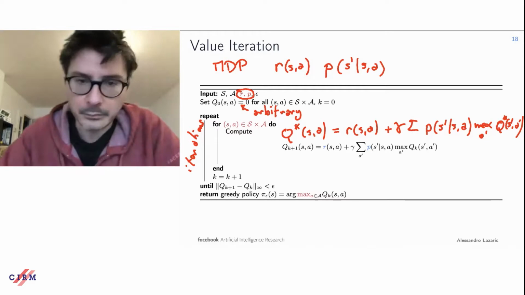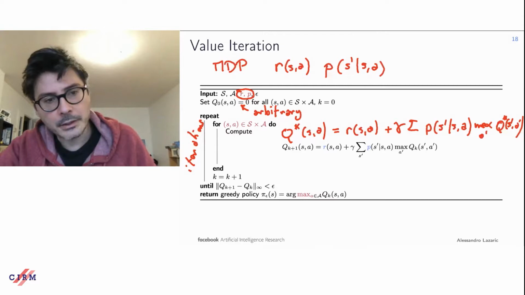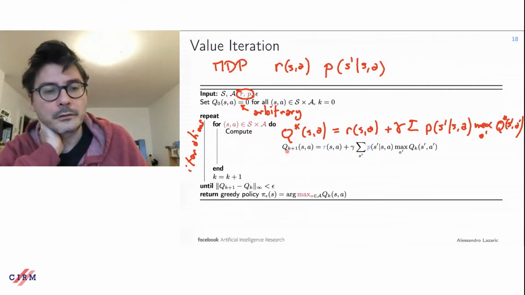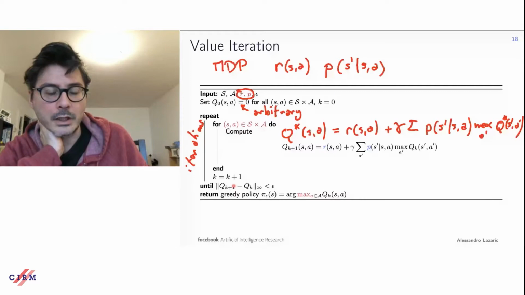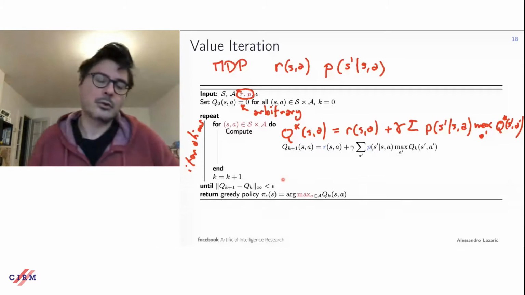Okay, so for this algorithm we have to define a stopping condition, and we will say that we stop when the function itself doesn't change too much. This notation here is an L infinity norm, so it's the largest deviation between q k plus 1 and q k. And whenever it falls below a certain tolerance, a desired accuracy level epsilon, we just stop.